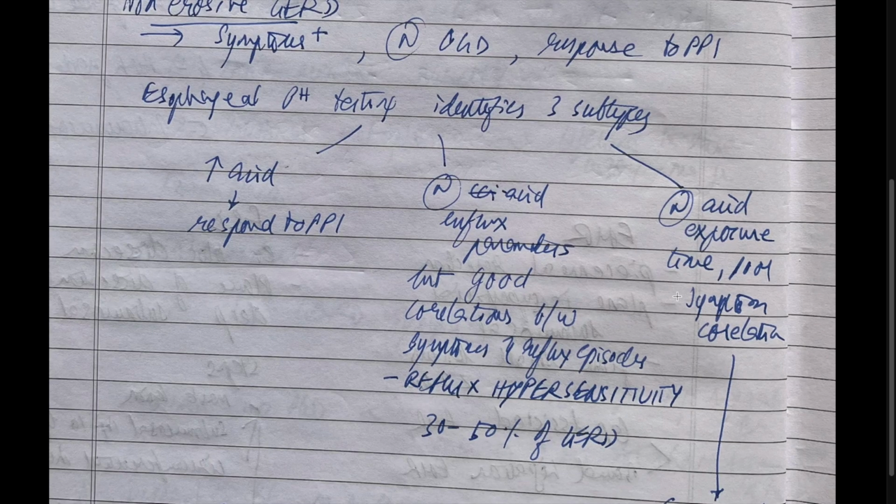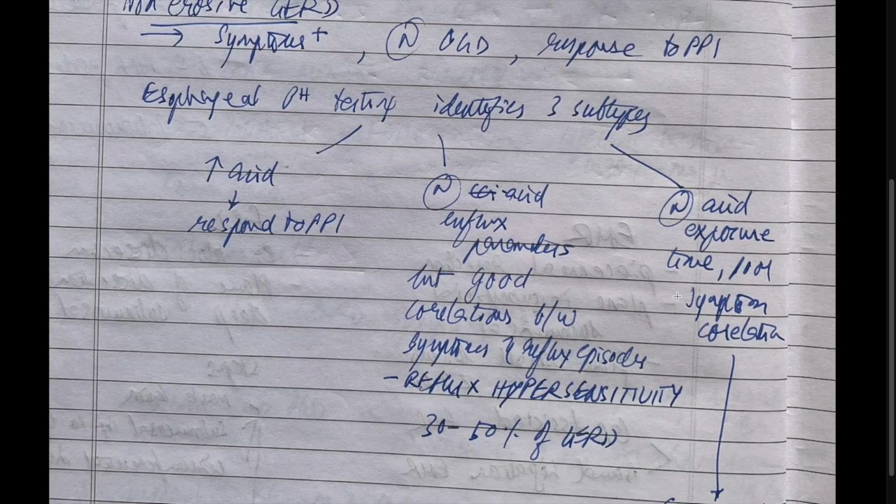Non-erosive GERD. If the patient has symptoms of GERD with a normal OGD and they respond to PPI. Esophageal pH testing identifies 3 types of non-erosive GERD. One is increased acid with a response to PPI. 2 is normal acid reflux parameters, but good correlations between symptoms and reflux episodes. That's non-acid, in which there is hypersensitivity, reflux hypersensitivity. And this is seen in 30 to 50% of GERD patients.